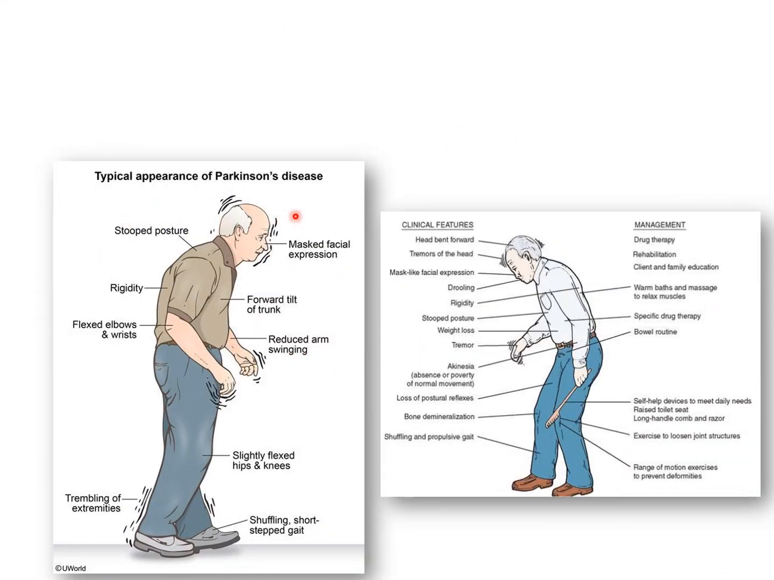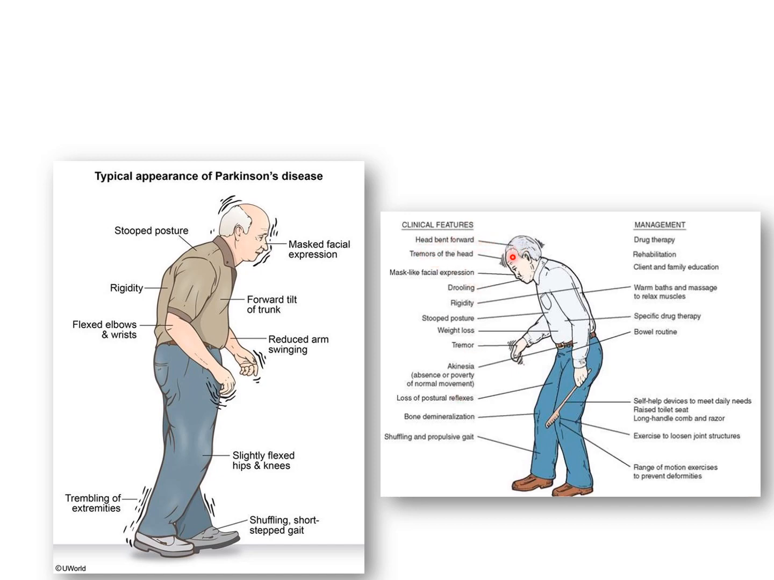So this is a typical appearance of Parkinson's disease. There is a stooped posture, mask-like facial expression, forward tilt of trunk. There is a rigidity of arm and forearm muscles, flexed elbows and wrist, then reduced arm swinging because there is an absence of associated movements. There is a slightly flexed hip and knees. There is a trembling of extremities, then shuffling and short step gait. These are all clinical features.